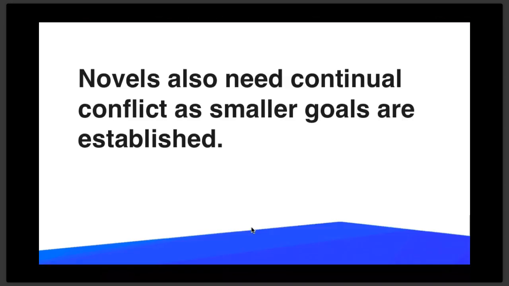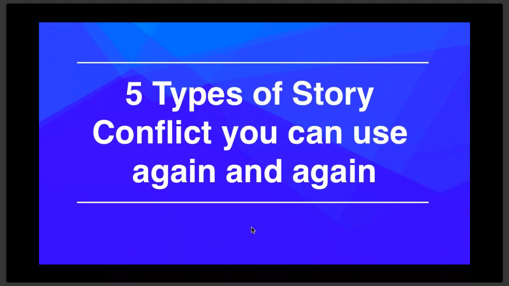Novels also need continual conflict as smaller goals are established. So you don't go into a book with just, "I've got to find the killer," or "I'm going to save the family farm." That's the big goal for the story. But in order to reach that big goal, they have to take lots of smaller steps, and those steps are going to be impeded by conflict. So here we go. Five types of story conflict that you can use again and again.